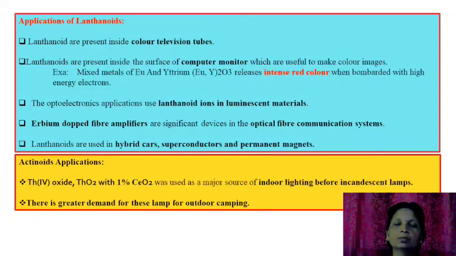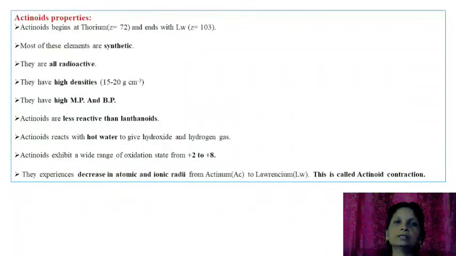Now let us discuss the actinoid applications. Thorium(IV) oxide, ThO2, with 1% CeO2 was used as a major source of indoor lighting before incandescent lamps. Another application is that there is a greater demand for these lamps for outdoor camping. Let us discuss the actinoid properties.